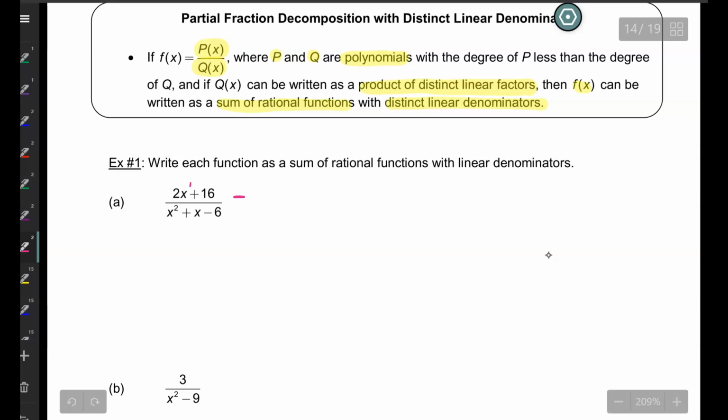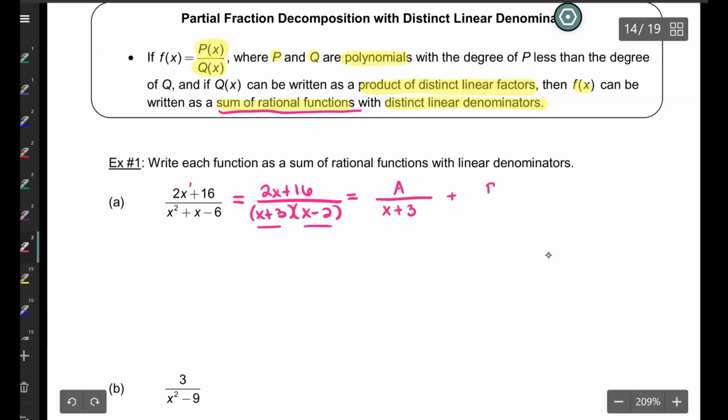So here's what we want to do. We're going to leave the numerator as 2x plus 16, and we're going to factor the denominator. This is going to become x plus 3 times x minus 2. So we want to rewrite this as a sum of rational functions, meaning we are going to split up those two factors: a over x plus 3, plus b over x minus 2. What we need to do is figure out what a and b are, and then we can integrate each part.